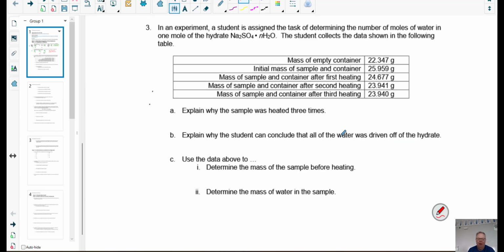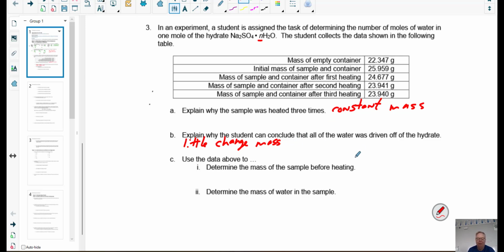All right, so next problem, it says explain why the sample was heated 3 times. So we're taking this, Na2SO4, and then the n just means some moles of water. So why do we have to heat it 3 times? Because we want to get it to constant mass. What does constant mass mean? Constant mass means that there's no more water being driven off. So here there's very, very little change in the mass. So we can conclude that there's no more water because there's virtually no change in the mass after we continue to heat it.